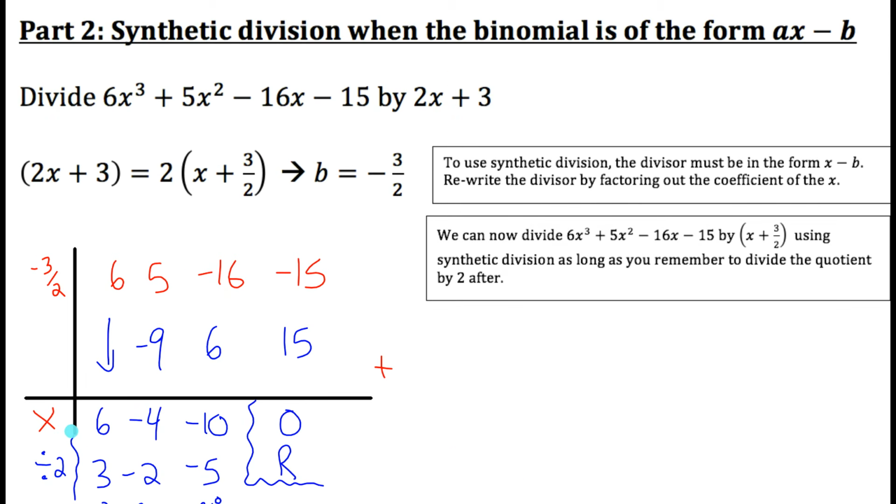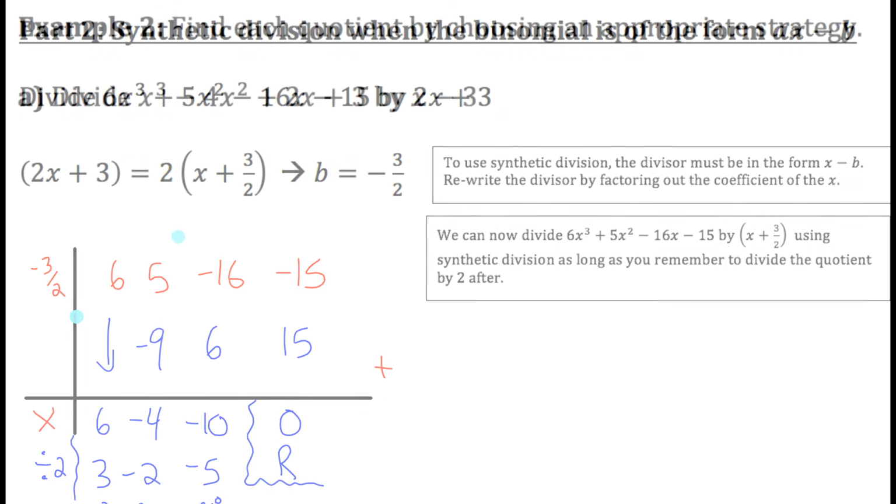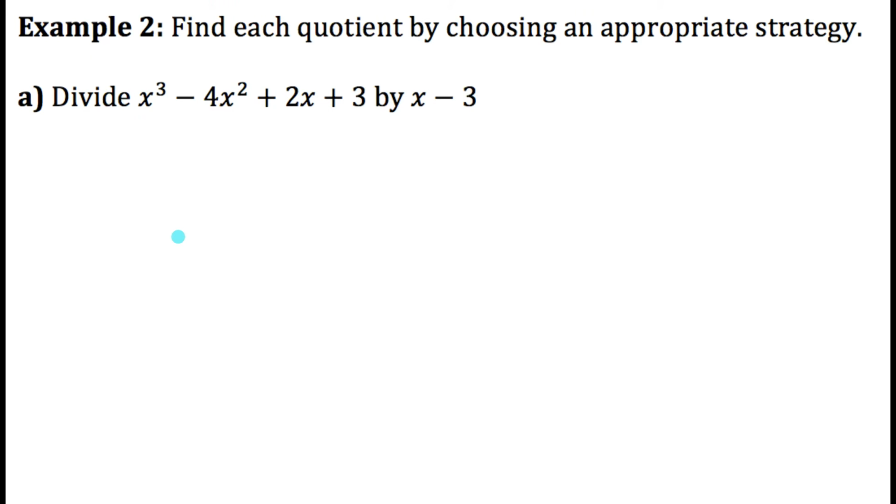It would be totally up to you. If our divisor is of this format, where the divisor is degree 1, with the leading coefficient not 1, it would be up to you which of these two methods you do. Example 2 just says find each quotient using an appropriate strategy. It doesn't tell you whether to do synthetic or long division. So as we go through these questions, we'll establish what's the most appropriate strategy based on what the divisor looks like. In part A, the divisor is degree 1 with a leading coefficient of 1. That's a perfect scenario for synthetic division. So we will do synthetic division for this.